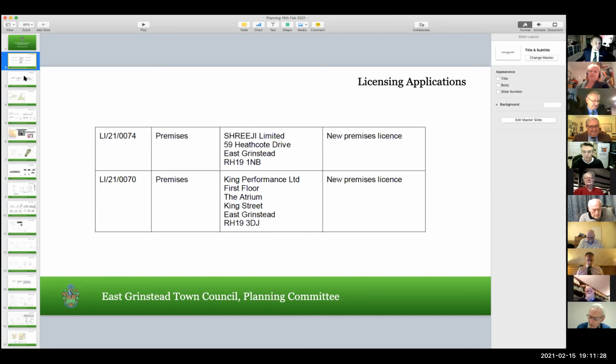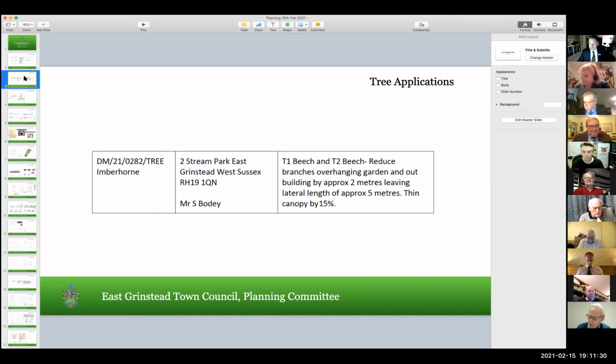Okay. We only have one tree this week, which is DM210285. This is to Stream Park, reducing some beech trees. Again, we normally will take this en bloc to refer to the tree officer with any comments.